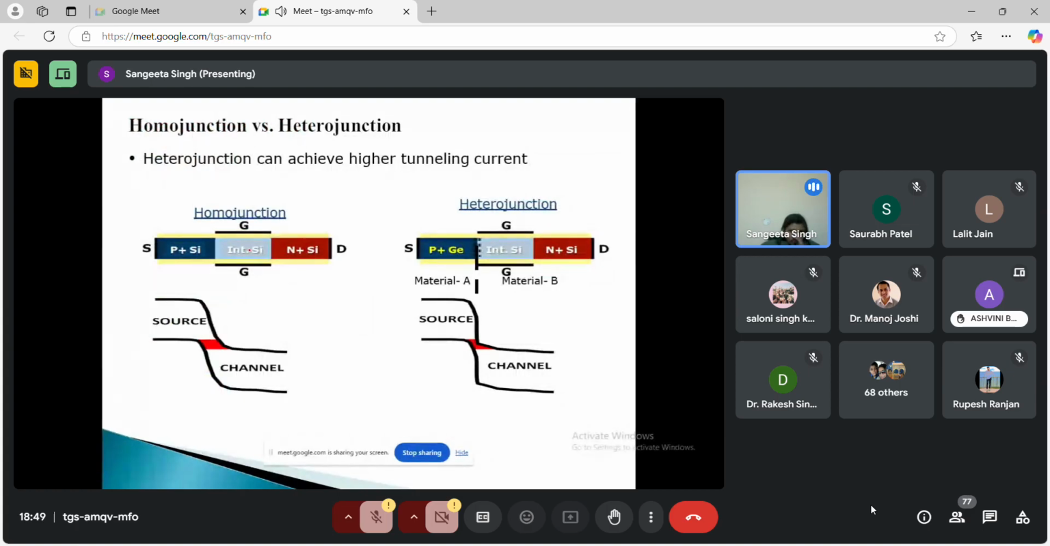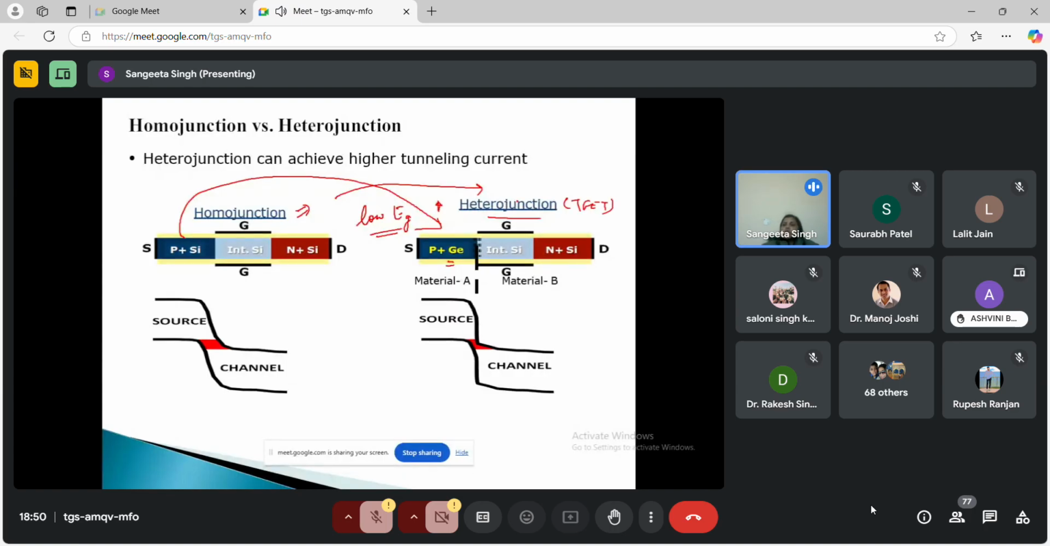So many people come up with various options of tunnel field effect transistors. Then, in order to enhance the performance of tunnel FET, people think, okay, fine, replace the source material with some low EG material. If the energy bandgap of this material is reduced, then the tunneling probability will be increased and I'll get a higher current.